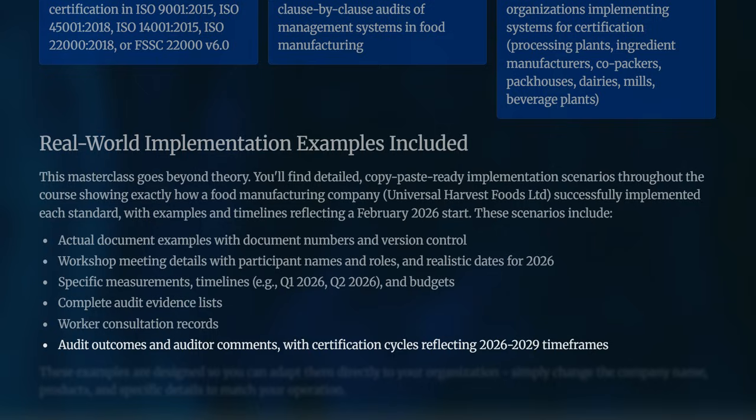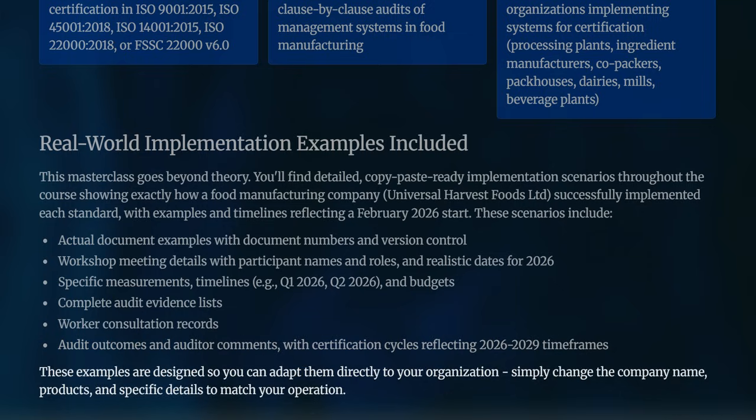And I'm assuming that you might be implementing in 2026. So the life cycle of the certificate, which is 3 years, we are also replicating the same. So you have everything you need and you don't need to worry anymore. You have found all the resources to succeed. And these examples are designed so that you can adapt them directly to your organization. All right. Simply change the company name, the product, and the specific details to match your operations, your country, and your regulations.